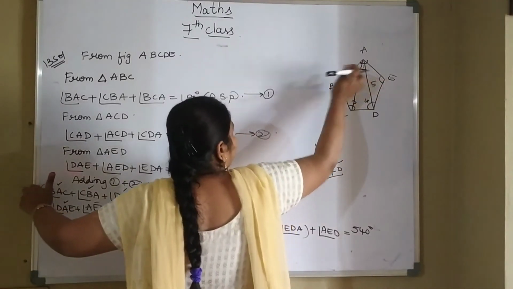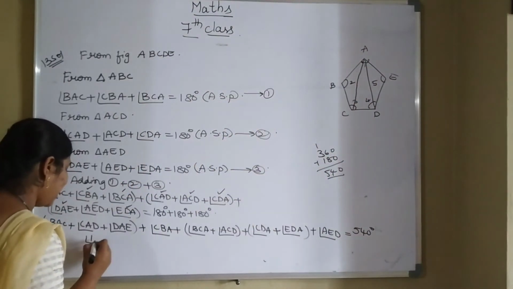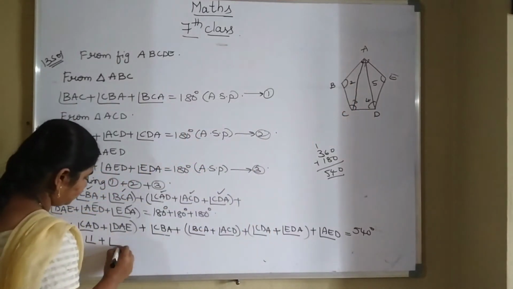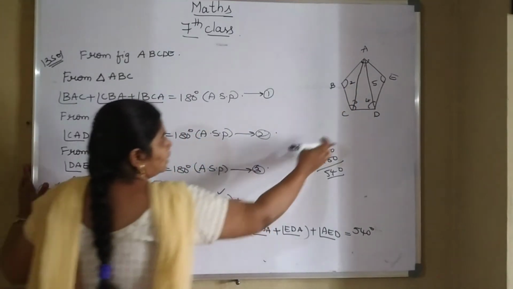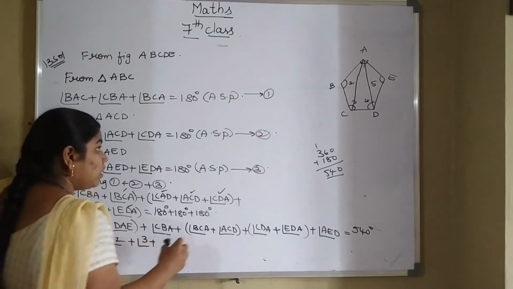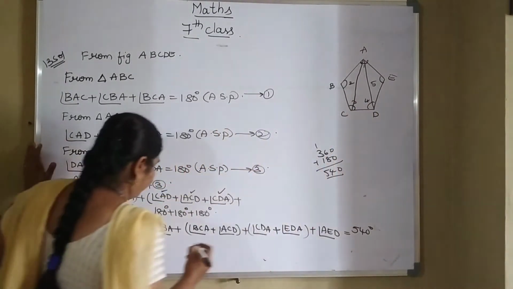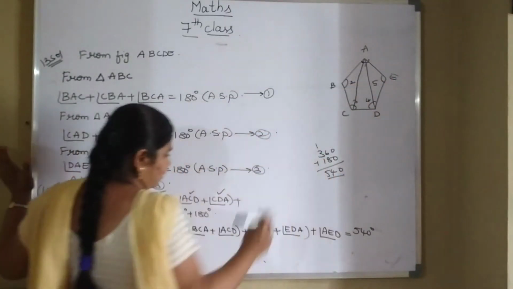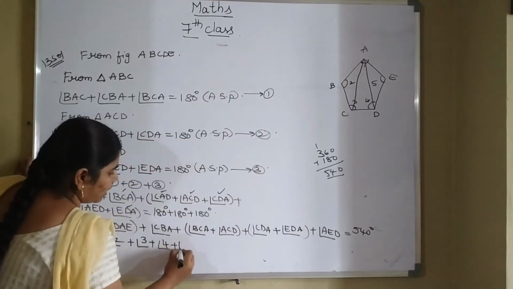Now, angle A represents which angle here? Angle A is equal to angle 1. This full will be angle 1. Angle B is equal to angle 2. Angle C is equal to angle 3. Angle D is equal to angle 4. Angle E is equal to angle 5.